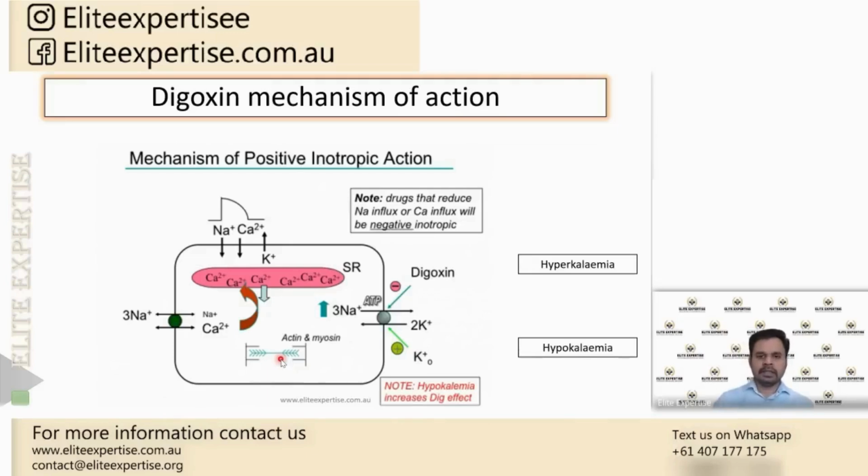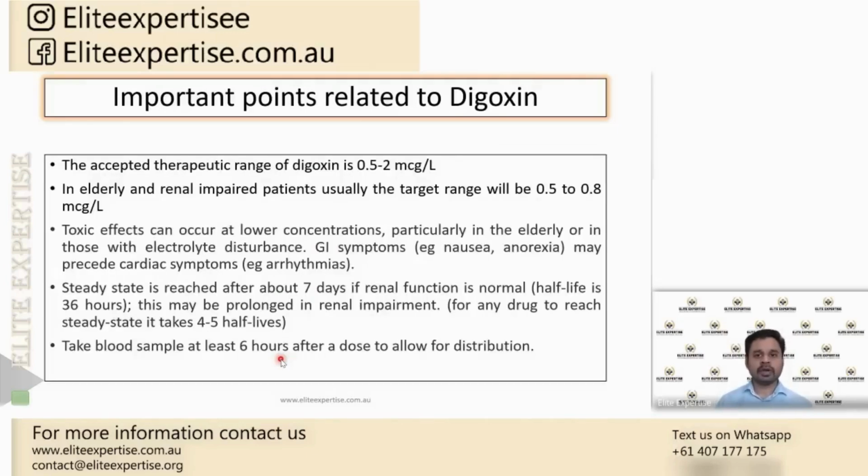This is the most important thing that you need to know regarding digoxin. The accepted therapeutic range of digoxin is 0.5 to 2 micrograms per liter. But ideally, in most of the elderly patients and those who have renal impairment, our target range will be 0.5 to 0.8 micrograms per liter.